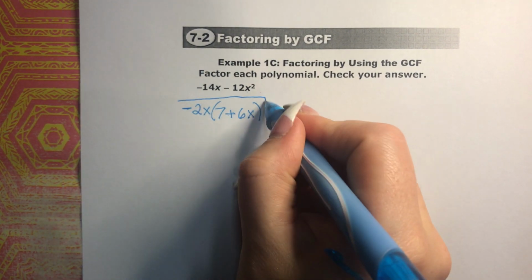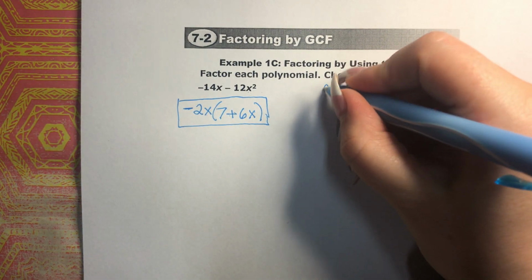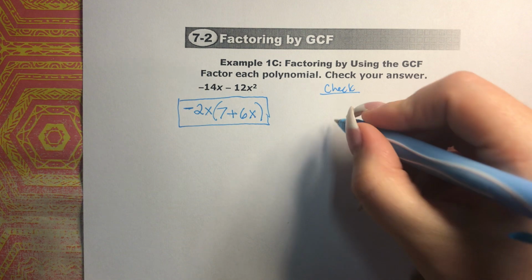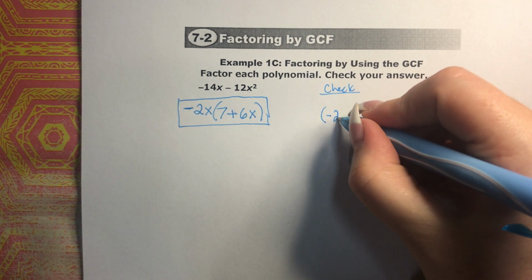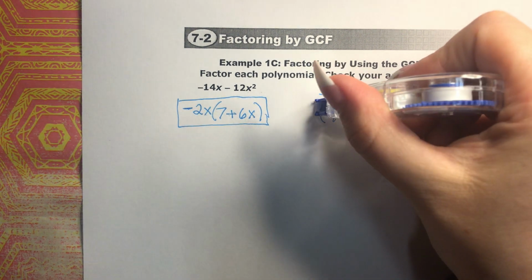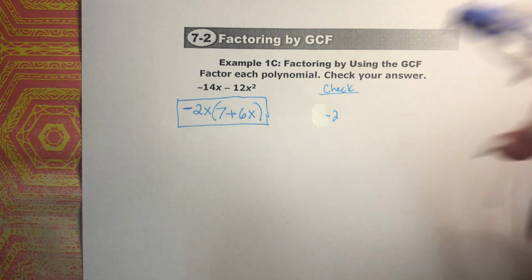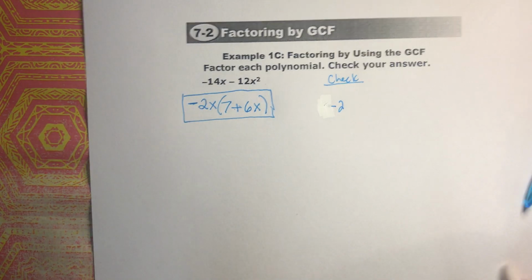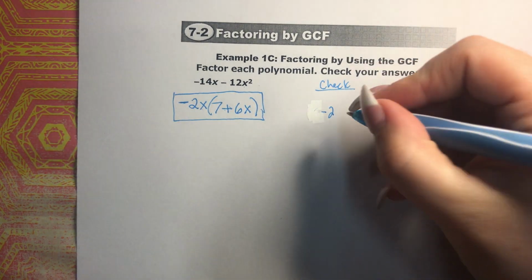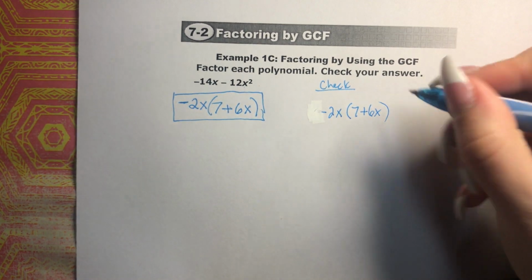So this is our answer, and we're going to go ahead and check this, right? So I'm going to write check. I'm going to write the problem down. Oh, it's okay. I have my lovely little tape here. You can erase all my problems. Well, not all of them, but at least these ones. Okay, negative 2x times 7 plus 6x.